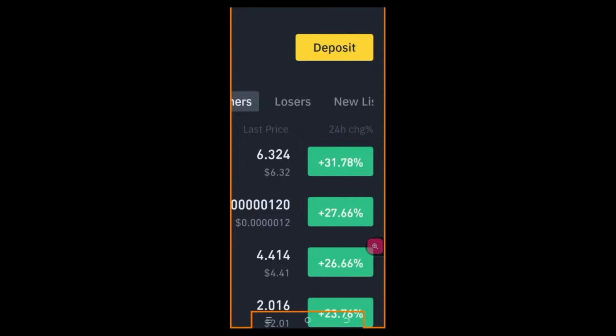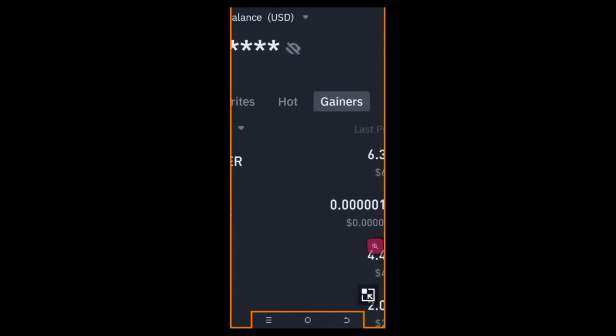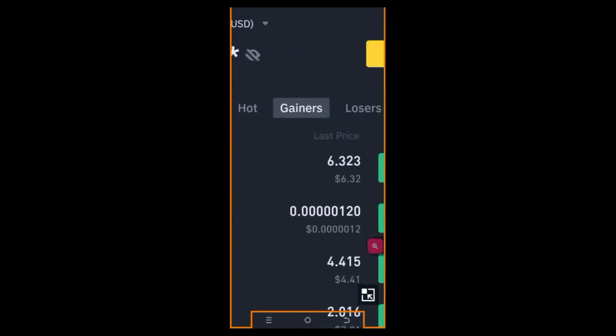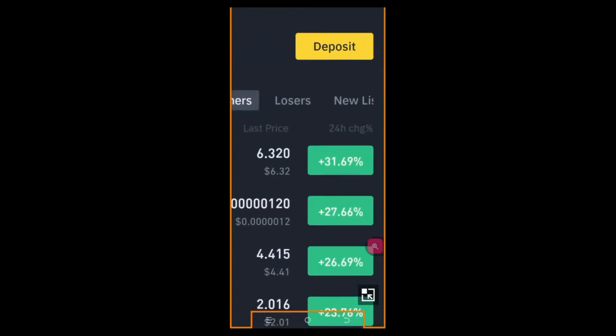Take, for example, which of these coins is this? Let's see, that's Cyber. Wow, that's interesting. I haven't seen that one before. All right, so let's say you're using Cyber. Cyber rose up like 31% within the last 24 hours. In the next 24 hours, it wouldn't go below 15%.